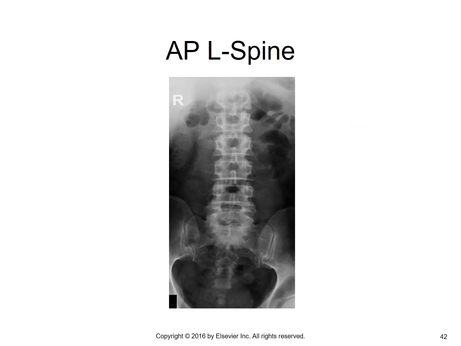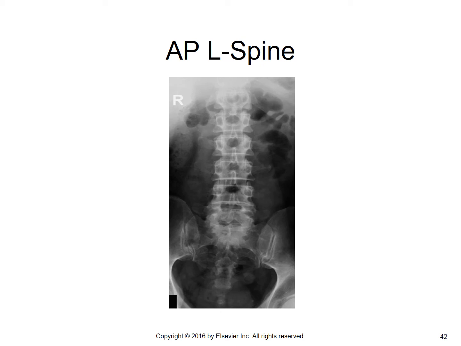Here's a good AP. You can see you've got the SI joints included. You have all 5 vertebrae on the image, all 5 lumbar vertebrae. Now remember how you're going to know. You're going to look to see if you can find T12, which of course has the rib on it, and then right underneath that would be L1. You're going to count out 5 lumbar vertebrae. Some patients do have 6.